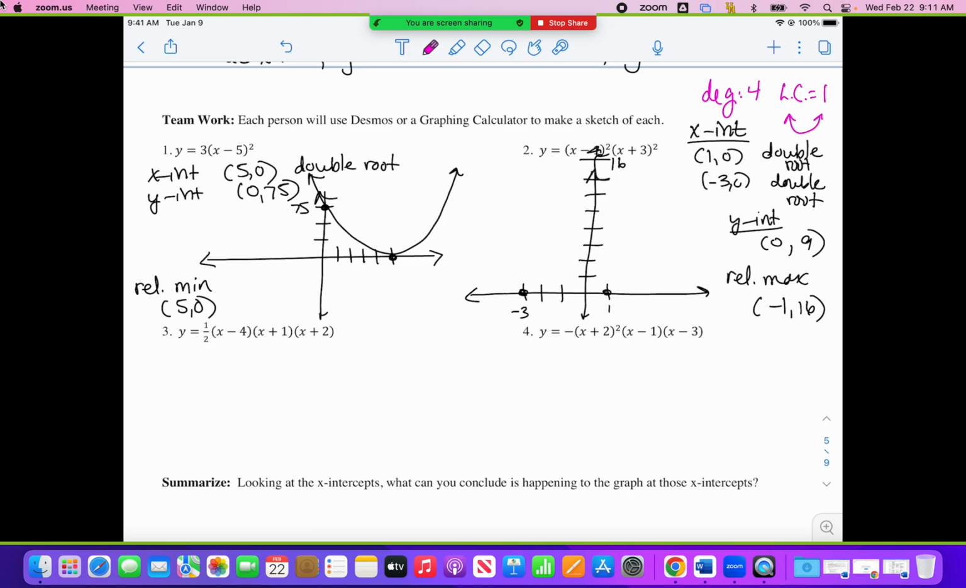So I have 2, 4, 6, 8. Here's where 0, 9 is. I had -1, 16. So here's what this one looked like. Did we get it, if you had problem 2?